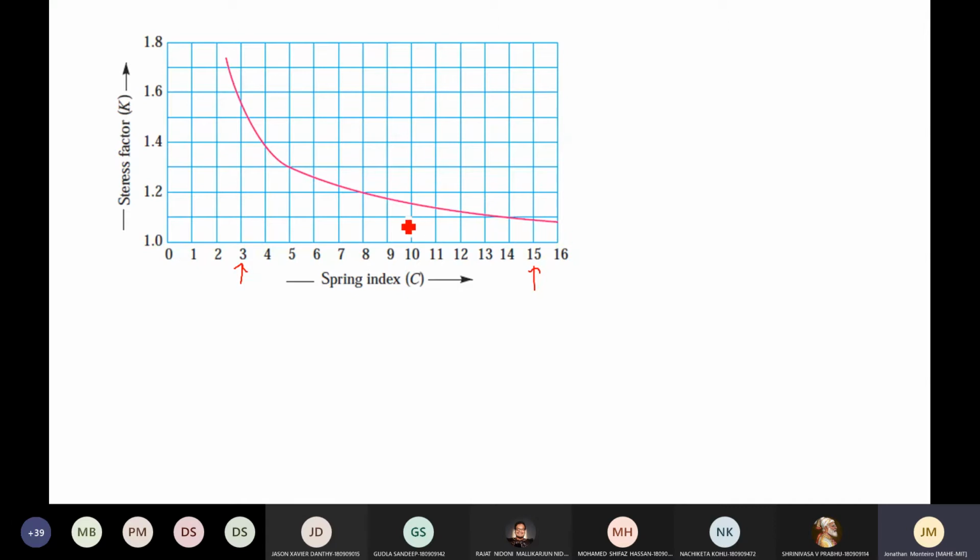But as the spring index comes down, 15 to 14, 13, the stress factor gradually goes up and up until it crosses the threshold of 3, after which it goes severely high. Beyond that I don't think a spring can even be manufactured. A D by d value, that is capital D by small d, of 2 makes no sense because there is absolutely no inner diameter. So that is why we can stop it over here, somewhere around 2.5 or so.